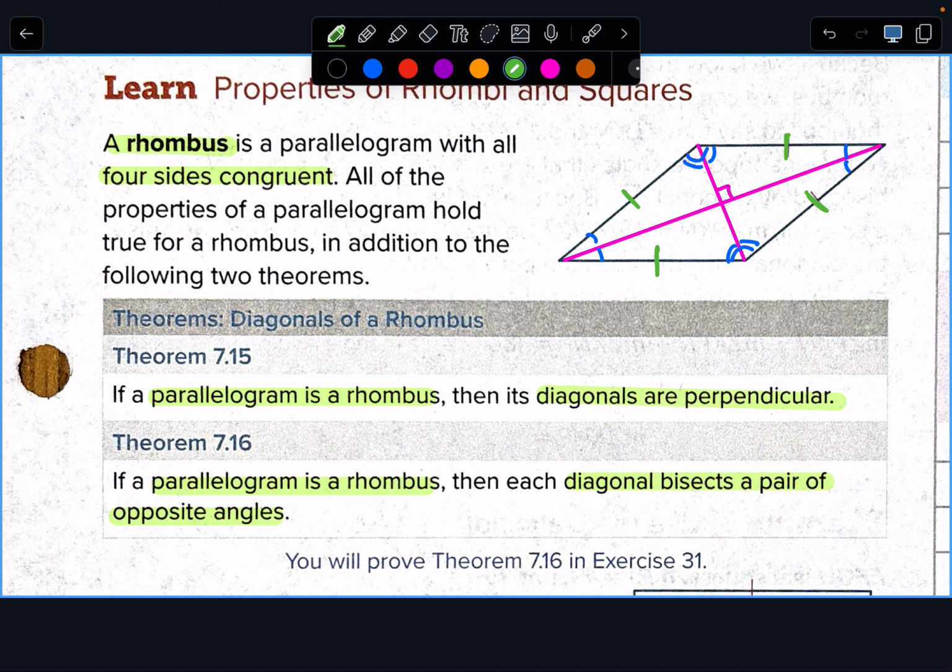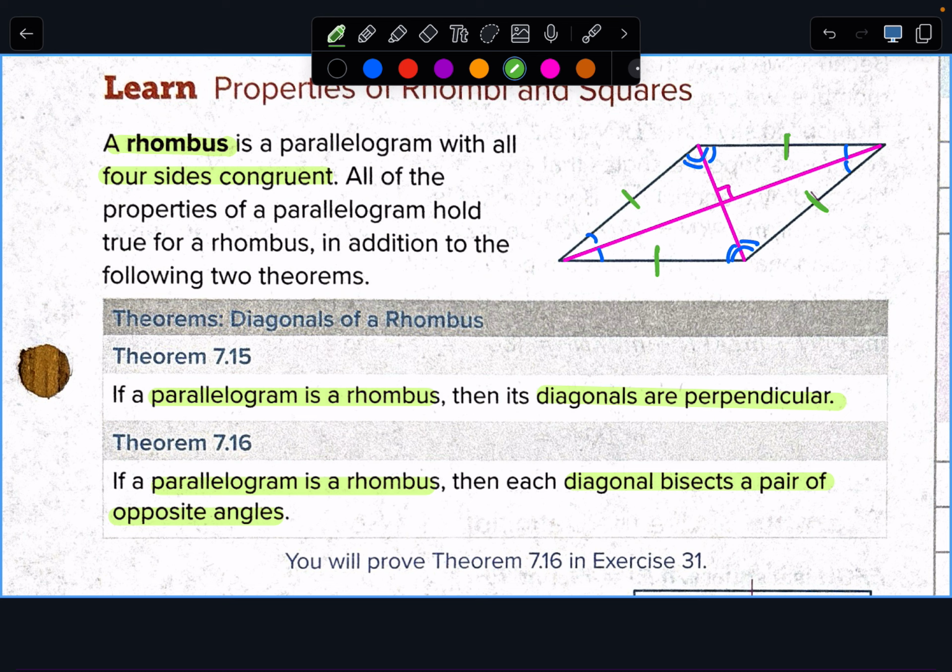Okay, so let's just talk about a couple things with a rhombus. Since the diagonals are perpendicular, you have four right triangles, which means the Pythagorean theorem could be something you need. Okay? All four sides are congruent. So if you know one, you know the rest.